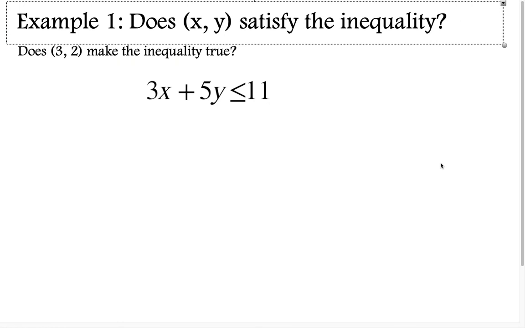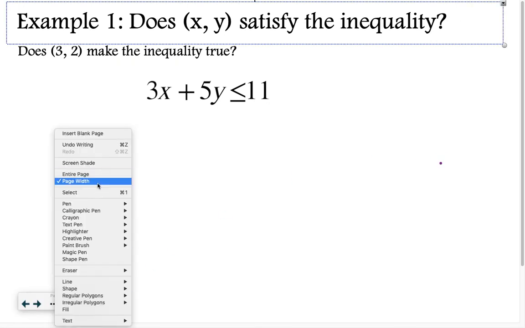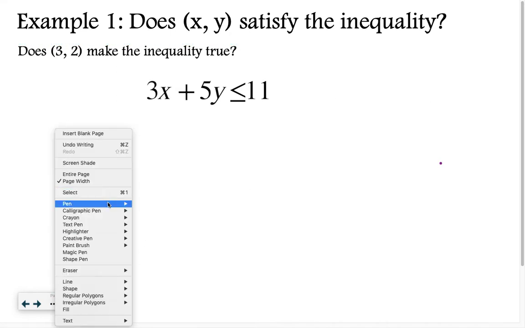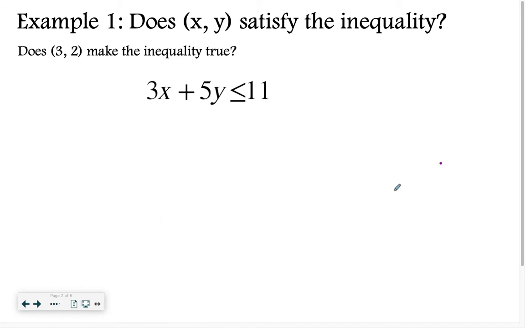So let's start with example 1, which is, does (x, y) satisfy the inequality? So what all that means is if I give you, like this point, does the point (3, 2) make this inequality true? The way I would check that is I have 3, 2. Remember, in our ordered pairs, it's always x comma y. So I'm going to plug 3 in for x. So I'm going to say 3 times 3 plus 5 times, and then my y is 2.